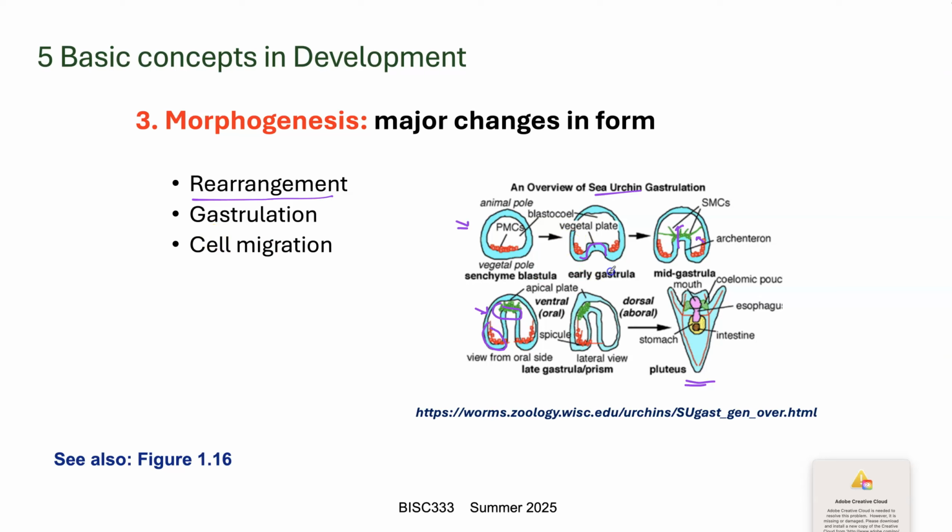Gastrulation, which we'll spend some time talking about, where certain of the cells on the outside move to the inside and they're going to form those endodermal type structures, and then migration. So we'll have examples of all of these in upcoming lectures.